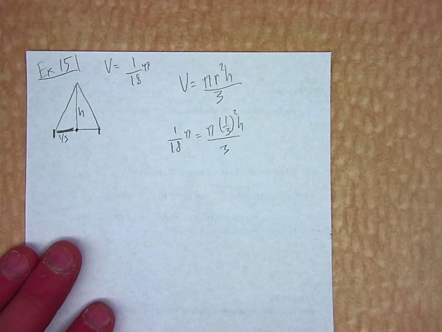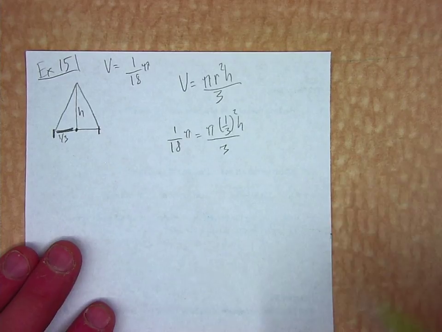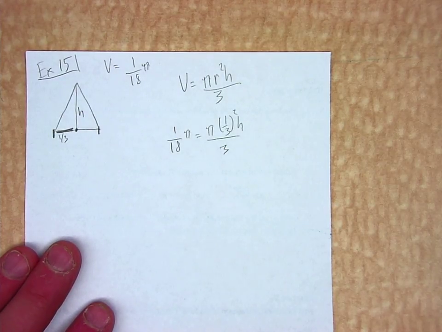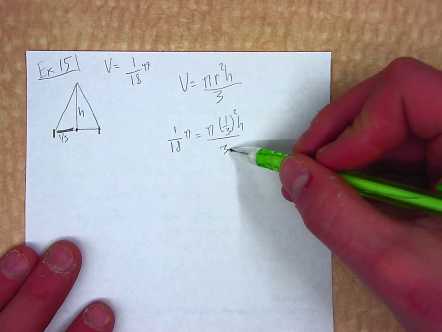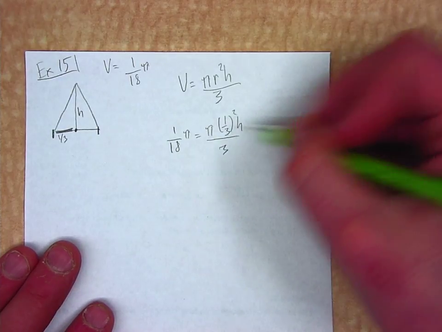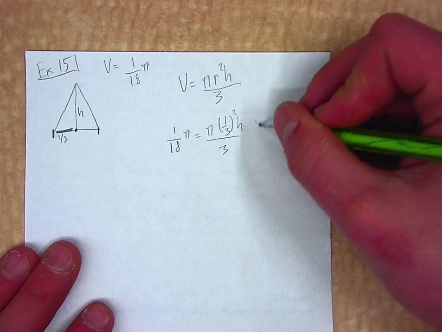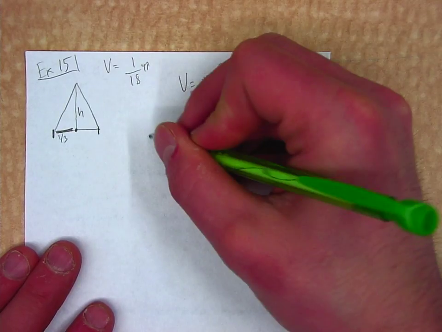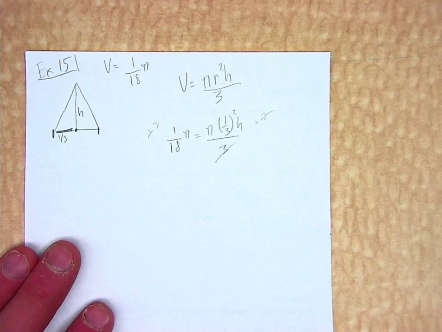So let's see. First thing that I want to do, because I'm trying to get h by itself, trying to find the height, first thing I'm going to do is get rid of this 3 over here. I don't like working with fractions. I'm going to multiply both sides by 3. So if I multiply it by 3, this is going to get a little bit simpler.